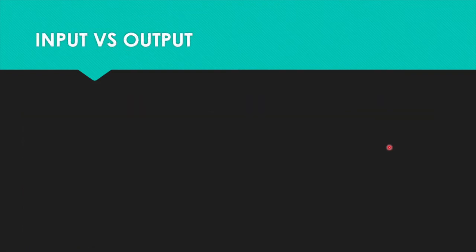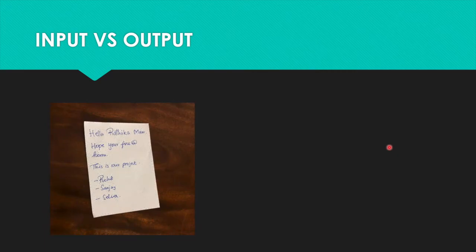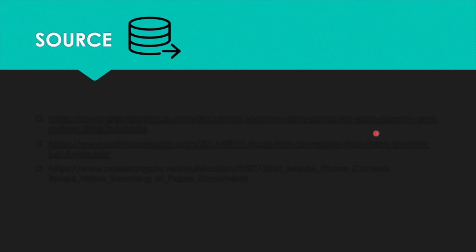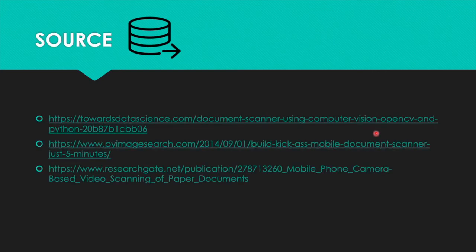So we have input versus output. This is the first image which we imported, which was photographed using a phone, and this is the processed output using OpenCV and Python. So our sources are displayed here.